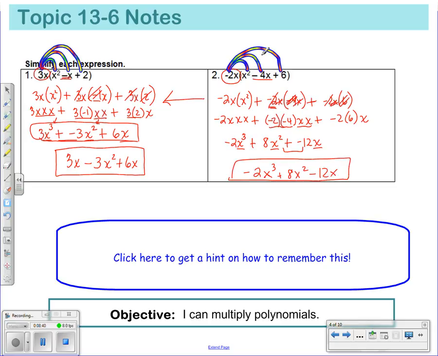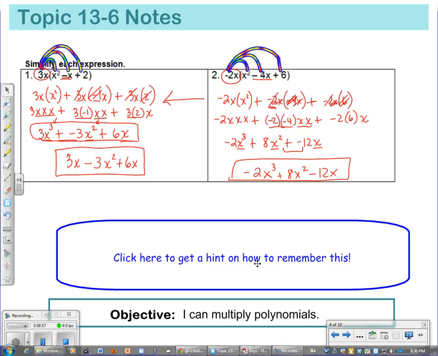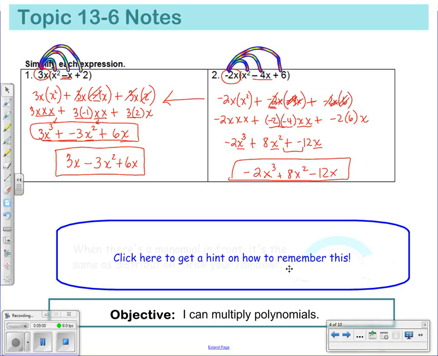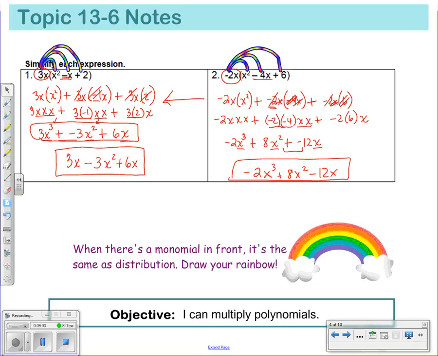Notice when we're multiplying, whichever polynomial has the most terms, that's how many we're going to end up with. So I have a monomial, which is 1, multiplied times a trinomial. My answer came out to be a trinomial. So one way that we can remember this is when there's a monomial in front, it's the same as distribution, and make sure you draw your rainbow so that you see you're multiplying everything inside the parenthesis by the monomial that's on the outside. Hence our rainbow. We have several arcs, not just one.